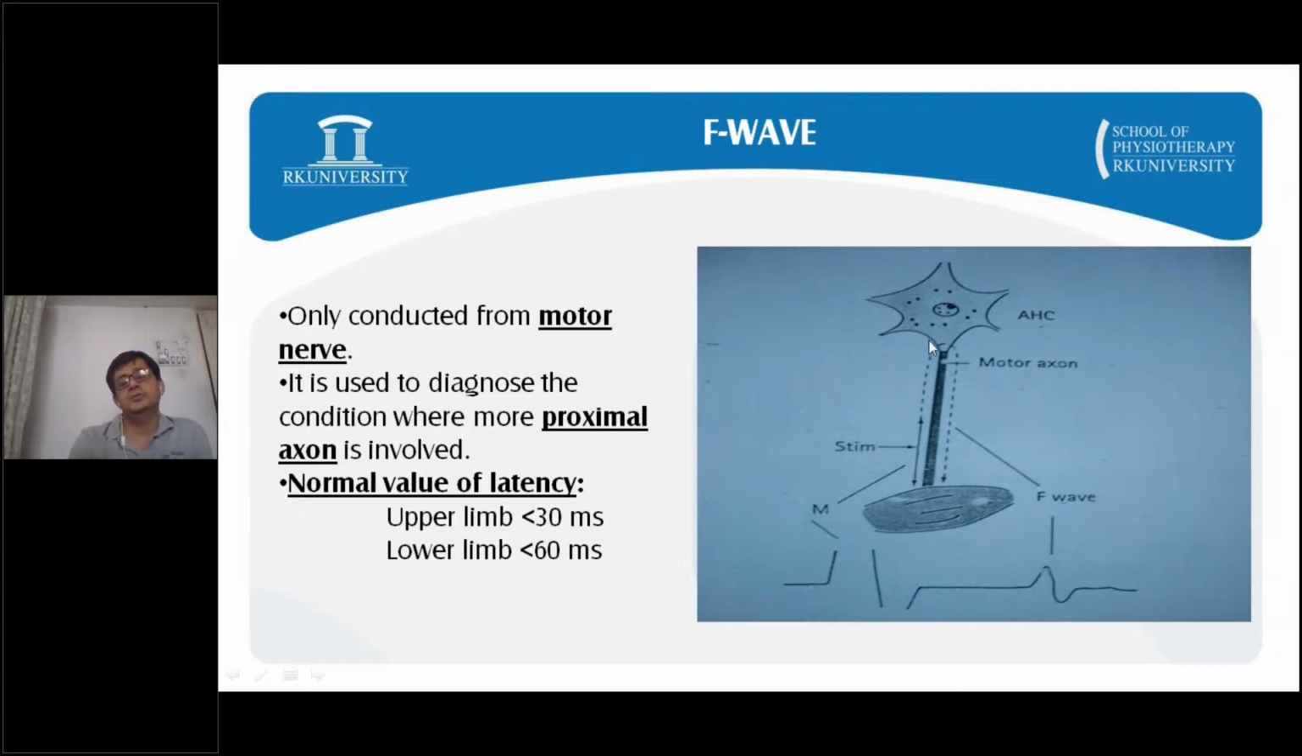One impulse will go proximally also, but here the synapse will not allow it. Okay, why? Because this is a motor nerve. Clear? So here the postsynaptic membrane will be distally, and the presynaptic membrane will be proximally.